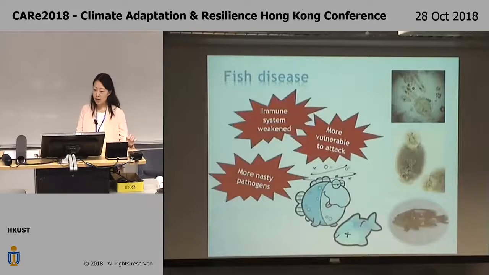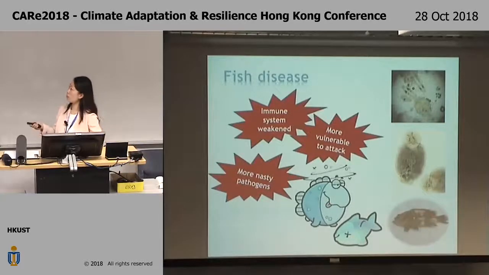People may be surprised at how fish disease may relate to climate change, but actually it does play a role, because when the fish are stressed, the immune system is weakened, and they become more vulnerable to pathogenic attack like parasites and bacteria, so the fish will die. And then when we use more medicine or antibiotics to treat the fish, there will be the development of antimicrobial resistance. So we have more nasty pathogens attacking the fish again. All of these contribute to the decrease in aquaculture production.